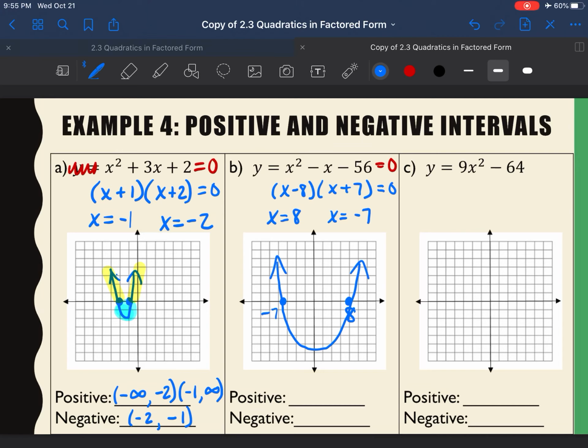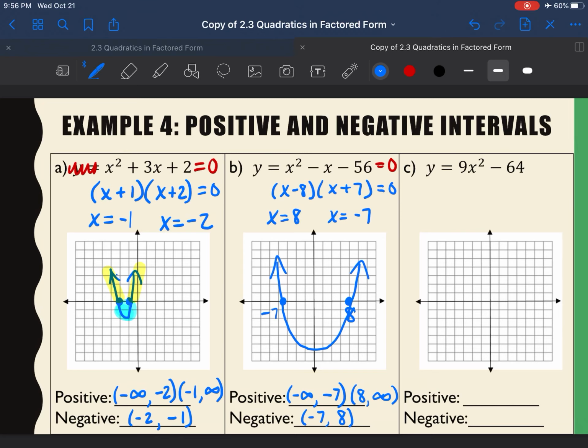The positive interval, so if you look over here, it's positive on this side. So it's positive from -infinity up until you get to -7. Then when you get to -7, that's where it starts being in the negative region. So therefore, I'll write the -7. It stops being negative though once you get to here at 8. So at 8 it stops being negative, and that's where it starts being positive. And then it keeps being positive for everything after that.